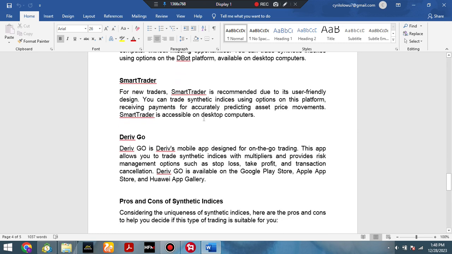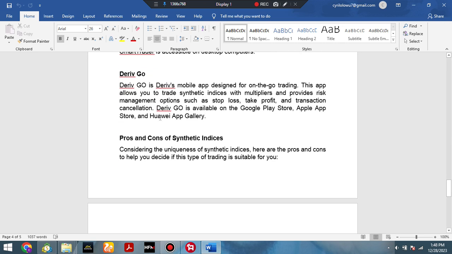So I think the last one is called the Deriv Go. Deriv Go is Deriv's mobile app designed for on the go trading. This app allows you to trade synthetic indices with multipliers and provides risk management options such as stop loss, take profit, and transaction collections. DerivGo is available on the Google Play Store, Apple App Store, and Huawei App Gallery.